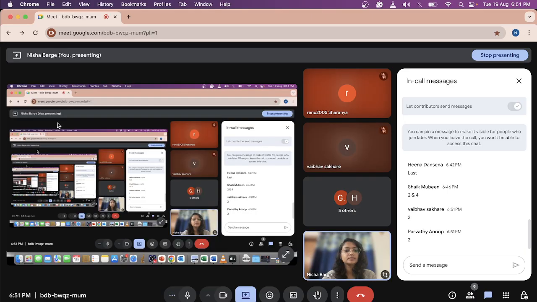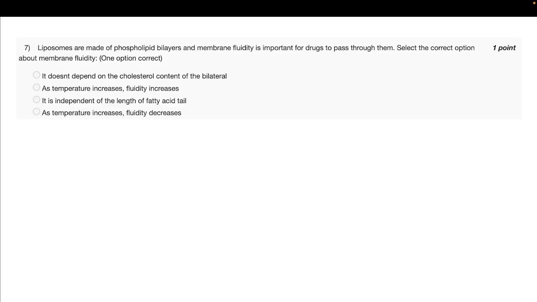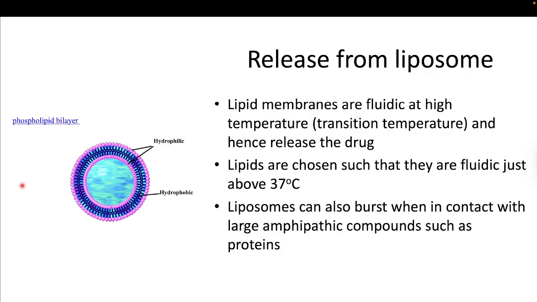Any volunteers? Two people are answering option 2. As the temperature increases, fluidity will increase. Yeah, both of you are correct. That's the correct answer. So as we were talking about liposomes, right? Liposomes are synthetically made phospholipid bilayers, inside which there is an aqueous core wherein you can encapsulate your water soluble drugs. This membrane is fluidic in nature, and as the temperature increases, the fluidity increases. So this is one phenomenon by which drugs get released from liposomes.